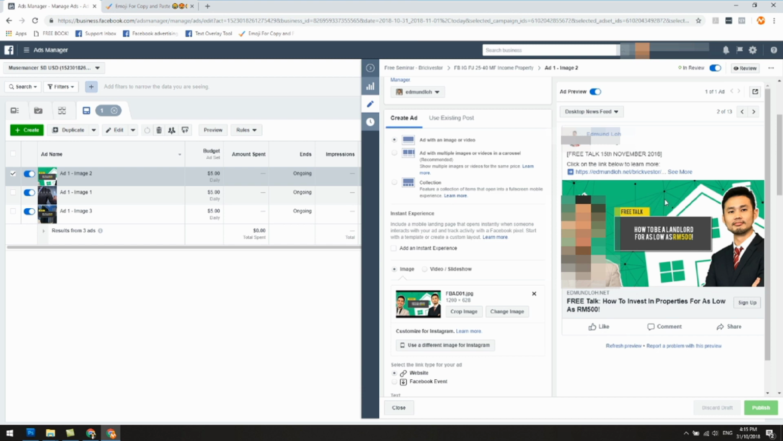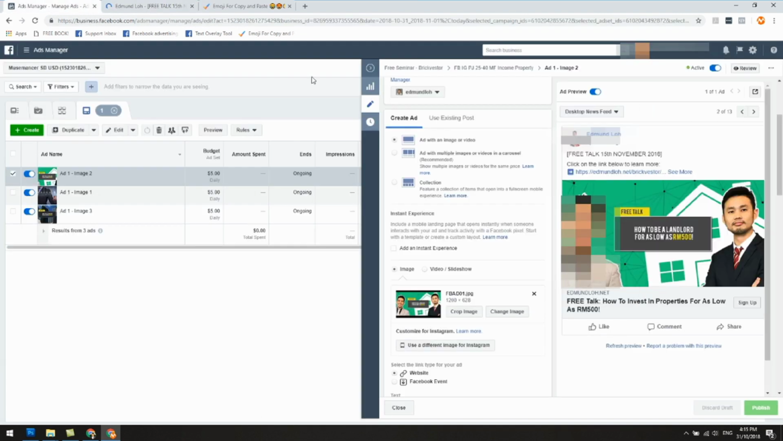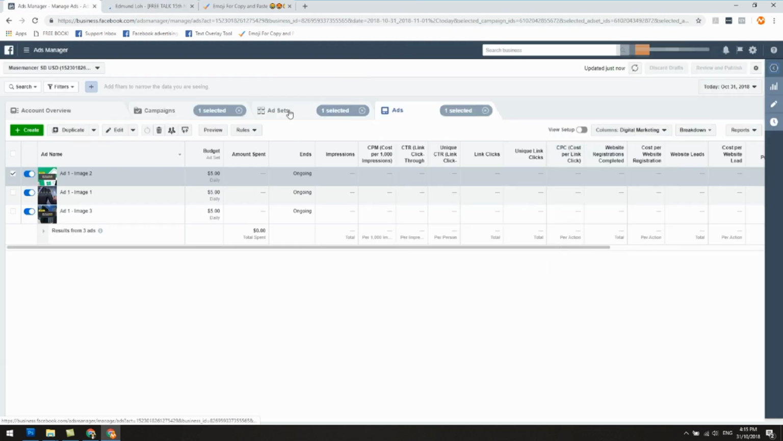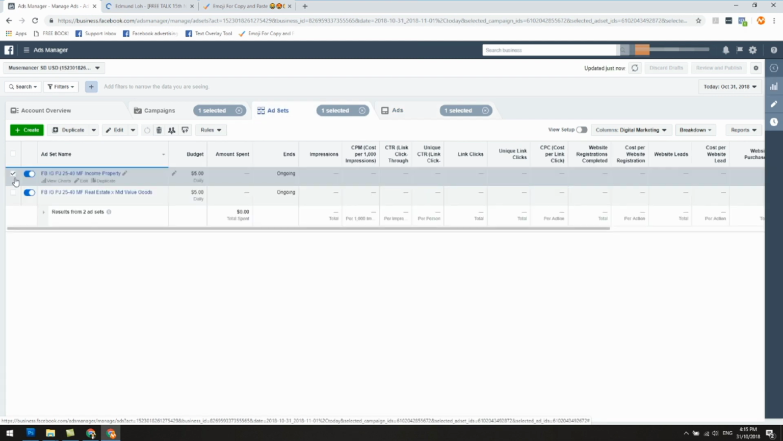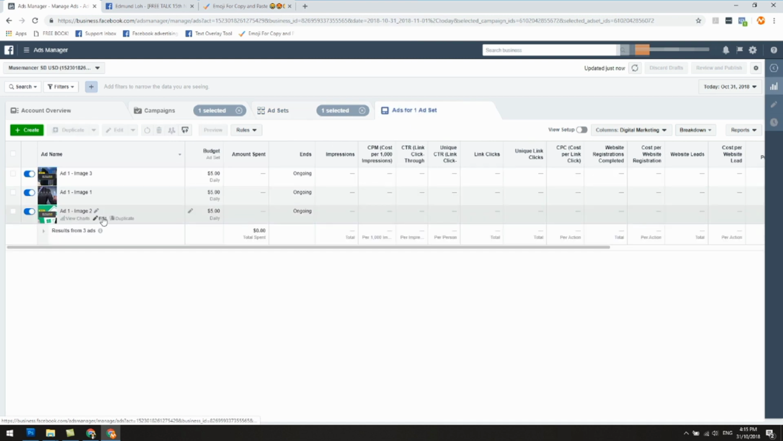Let's just say, for example, this ad is running, and I think the best way for me to show you is by clicking on this thing at the top right. Click on Facebook post with comments. I'm going to show you something very interesting, and you'll understand why I'm very particular about it. A lot of people, especially some social media agencies, don't even know they were doing this. It's kind of asinine if you think about it.